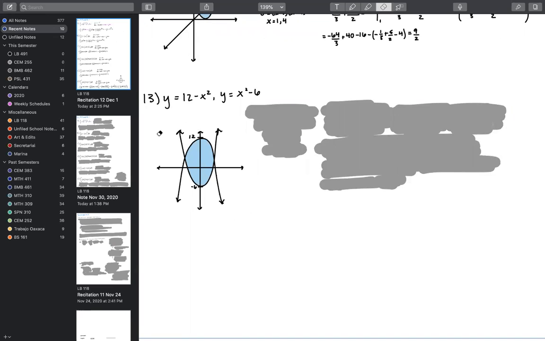Looks like this. And so since there are no obvious bounds, we're not told x is equal to -4 and x is equal to 2, whatever it is. Since we're not given obvious bounds, we're going to have to find what these are by setting the 2 equations equal to each other. So we get 12 minus x squared is equal to x squared minus 6. We combine like terms and simplify. And we get that x is equal to positive and negative 3.